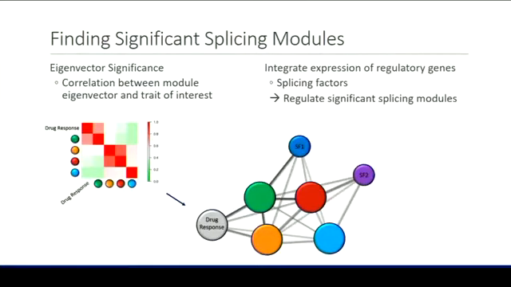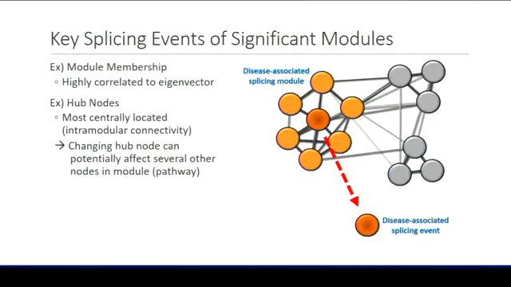Another extension, that's something that I want to do, is also integrate the expression of regulatory genes. For instance, splicing factor genes are genes that regulate the splicing of hundreds to thousands of other genes. And so we can integrate the total gene expression of these splicing factors. Once we identify significant splicing modules, we can look at what are the splicing factors that are regulating the splicing events driving this particular phenotype.